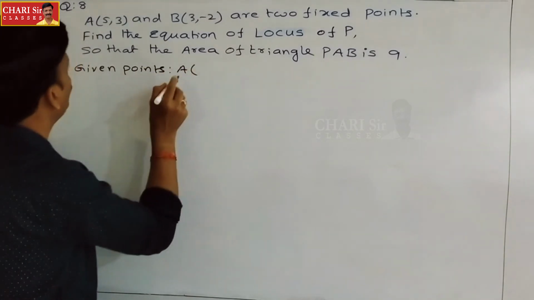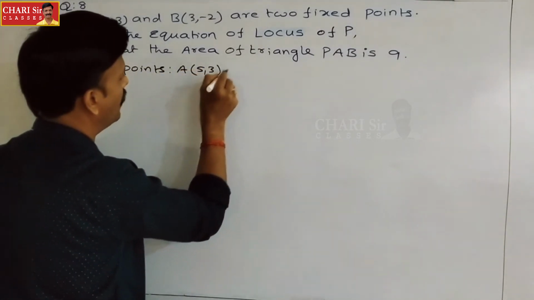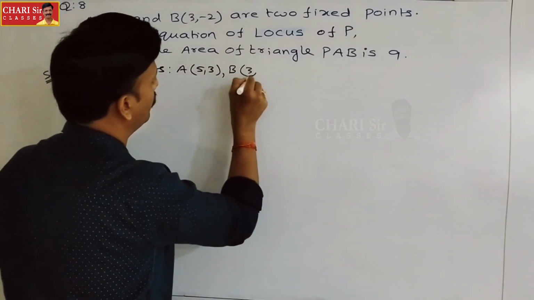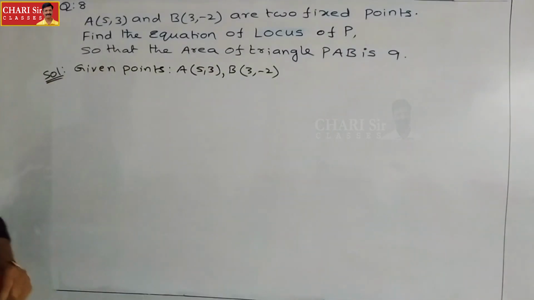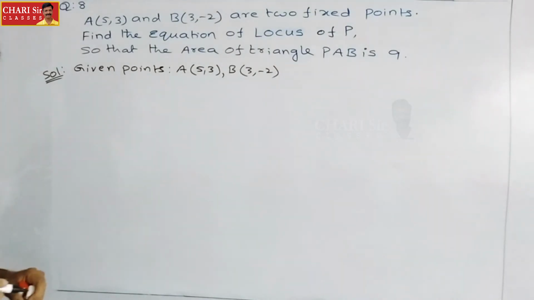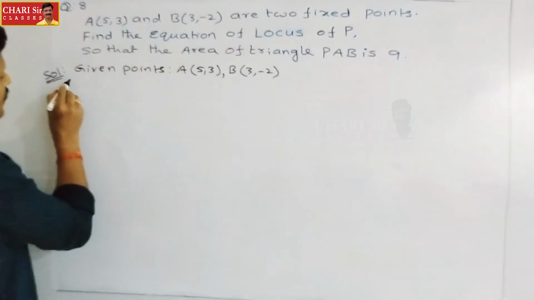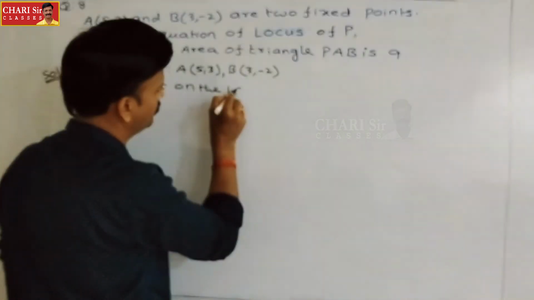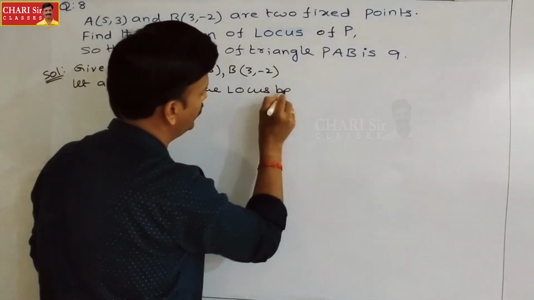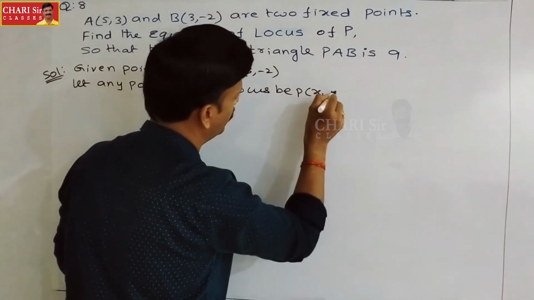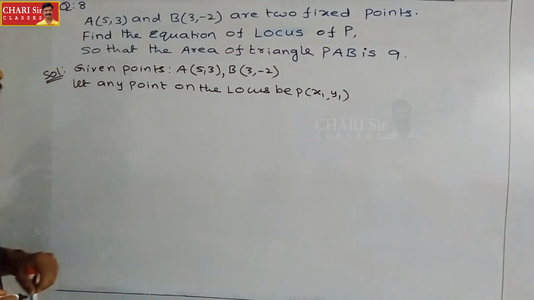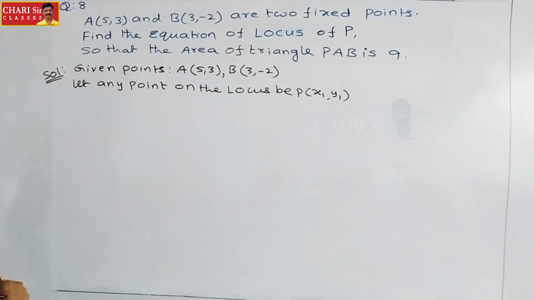A is (5, 3) and B is (3, -2). Okay, and what is P? P is any point on the locus. We can consider that, let any point on the locus be P(x1, y1). Now here the area of triangle PAB is 9.